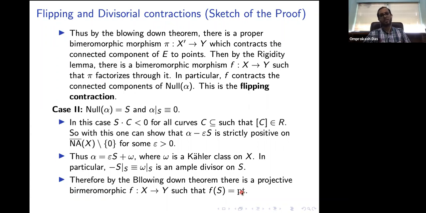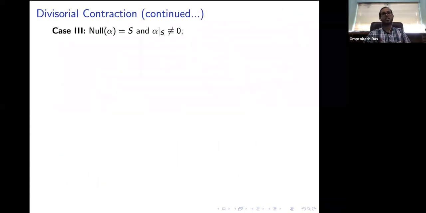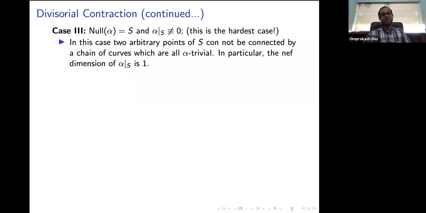So the last case is that the null locus of alpha is S and alpha restricted to S is not numerically trivial. This is the hardest case here, and surprisingly hard it is. So in this case, since alpha restricted to S is not trivial, it is true that two arbitrary points of S cannot be connected by a chain of curves which are all alpha trivial.